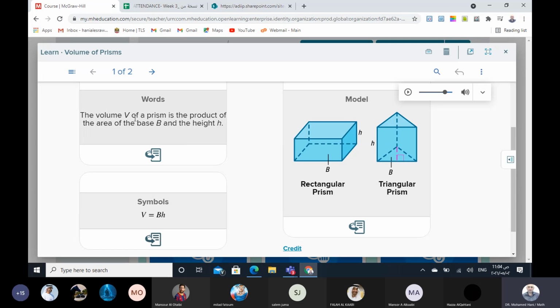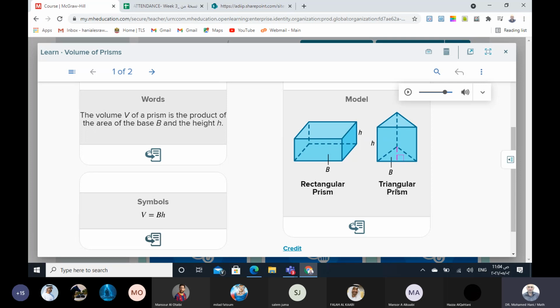The volume V of a prism is the product of the area of the base B times the height H. So when you multiply the area of the base by the height of the prism, you will get what? The volume. The same idea applies in the triangular prism.